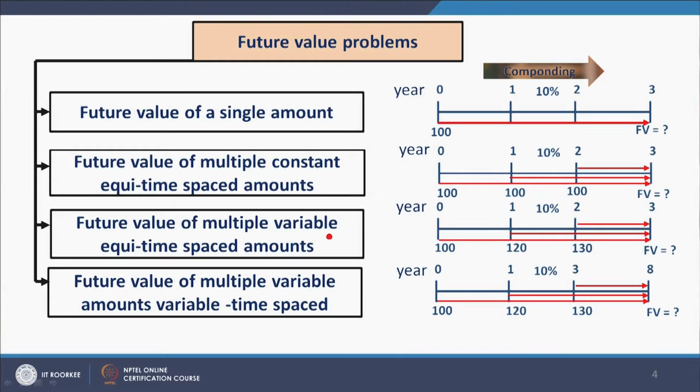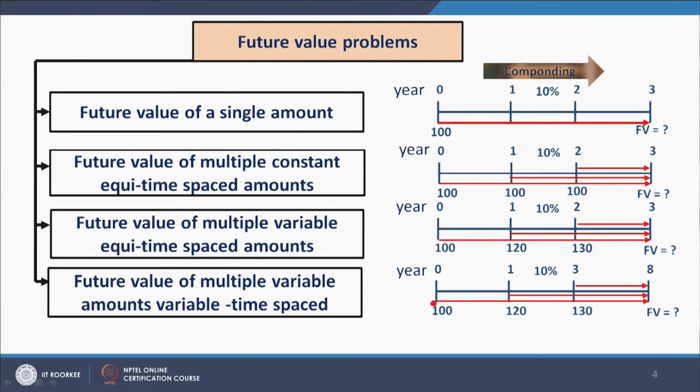The third type of problem is the future value of multiple variable time-spaced amounts. Here the values of the amounts are changing. Like at t equal to 0, the investment is 100 rupees. At the end of 1st year, the investment is 120 rupees. At the end of 2nd year, the investment is 130 rupees. So, though the time spacing is the same, that is 1 year, the values are different: one is 100, another is 120 and another is 130. Such types of problems have to be solved by the first principle technique and not by an equation.